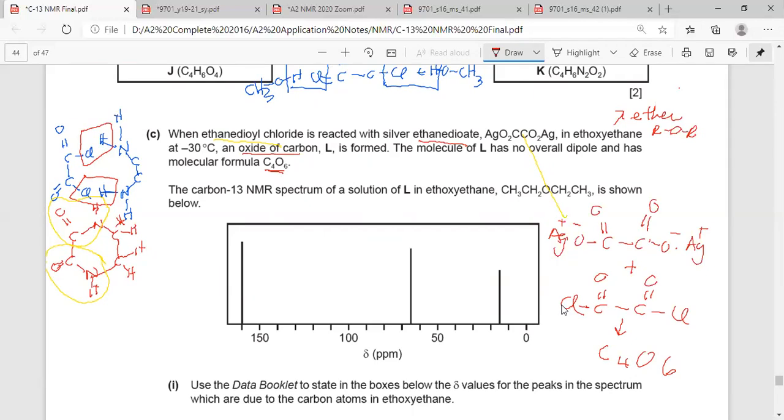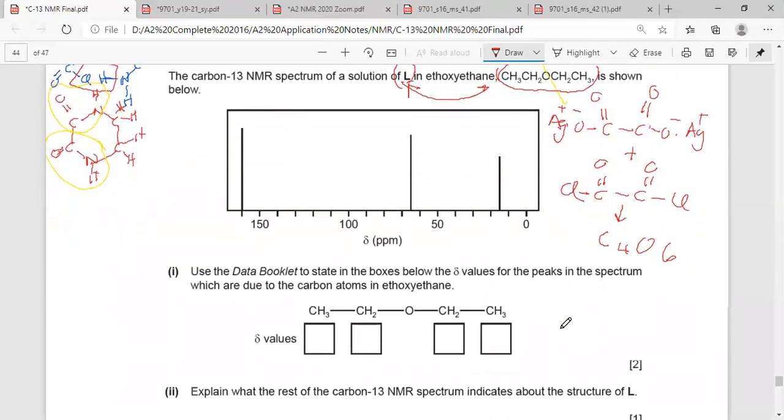Carbon-13 NMR of a solution of L. That means the solution contains L plus your ether, ethoxyethane. Got two things here, a solution of this one and this one. Open your big fat eyes, okay? Shown below, there are 3 peaks here. Very simple question actually. Just use your brains a bit.